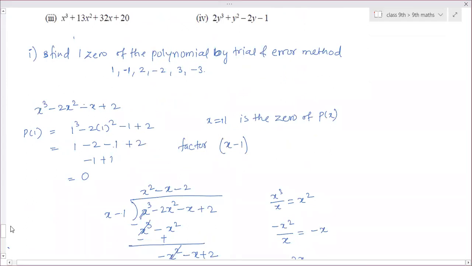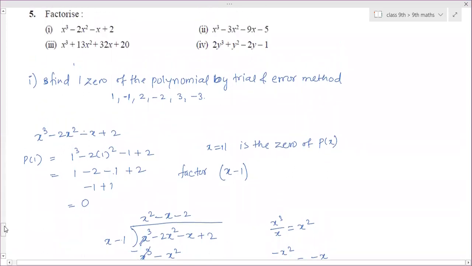Is it clear? This is a 3 marker question. Yes, ma'am. These questions are for 3 marks. Method clear? Yes, ma'am. First, by hit and trial method, we have to calculate the zero. Now from that zero, find out the factor. By shifting that number on LHS, you will get the factor. And by getting that factor, divide the given polynomial with that factor. You will get the quotient. Then factorize that quotient. Clear? Yes, ma'am.